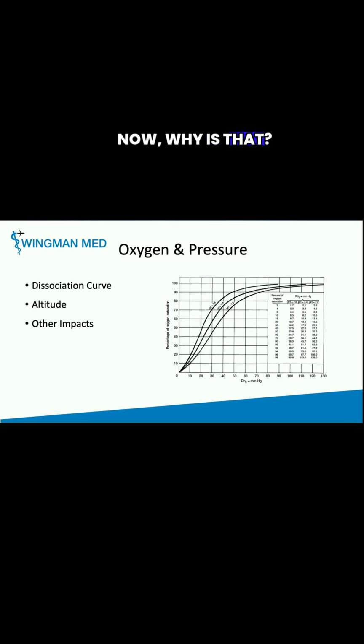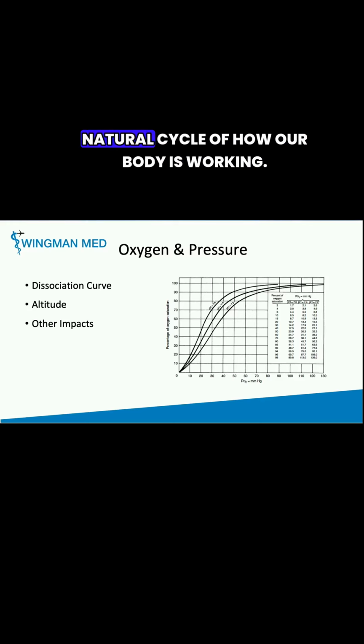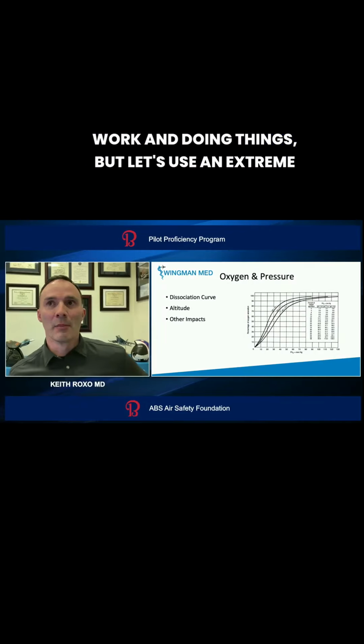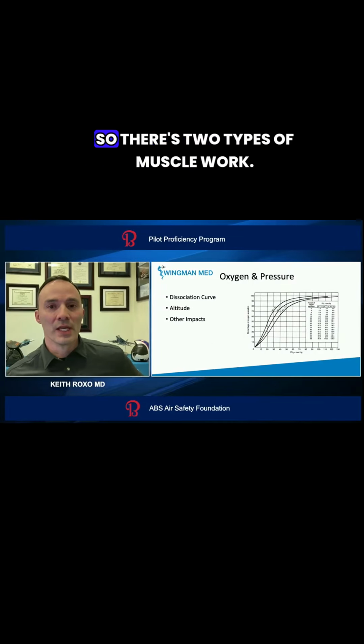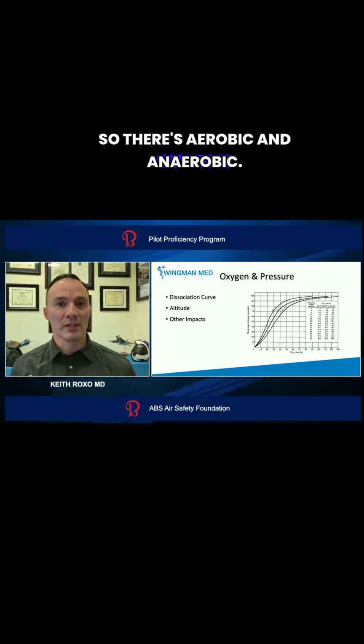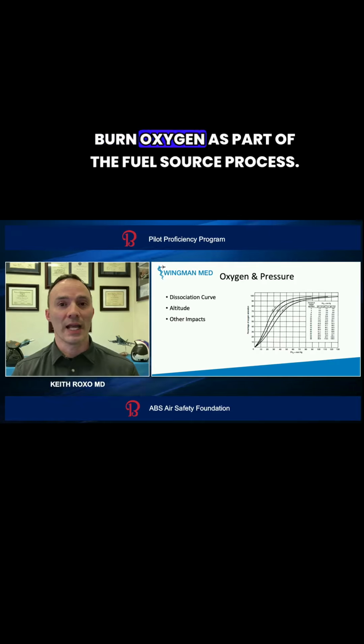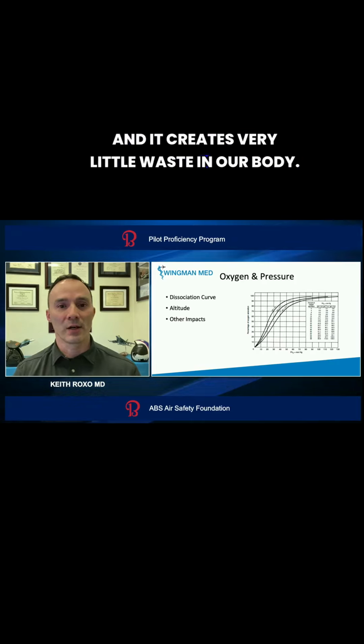Now, why is that? If we think about it, this is kind of the natural cycle of how our body is working. So our muscles are working and performing work and doing things, but let's use an extreme example. So there's two types of muscle work. So there's aerobic and anaerobic. Now, aerobic is the one where we preferentially burn oxygen as part of the fuel source process, and it creates very little waste in our body.